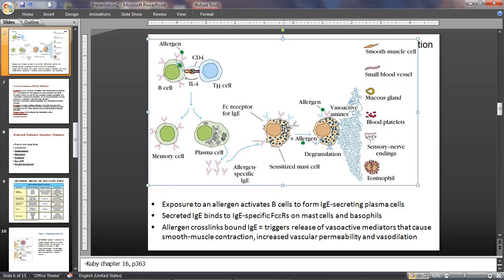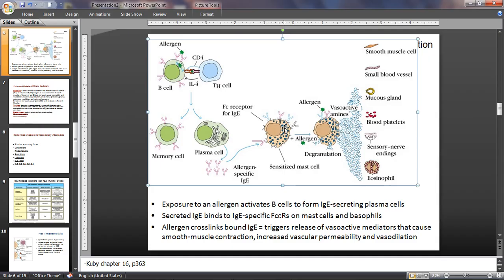Now these mast cells could be basophils in the circulation, or they may be present in the mucous membrane, in the skin, in the lungs. Once, due to the exposure to the allergen, the IgEs that have been produced go and sensitize the mast cells. So the sensitization of the mast cell means that the immunoglobulin E has been fixed on their surface through the Fc fragment of an antibody molecule.